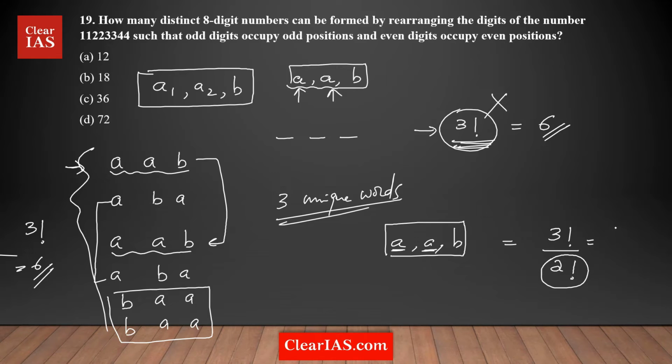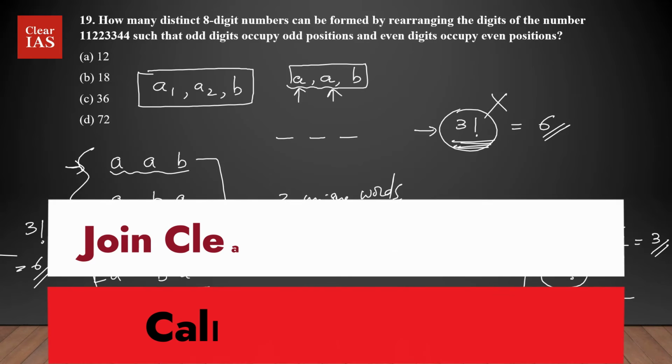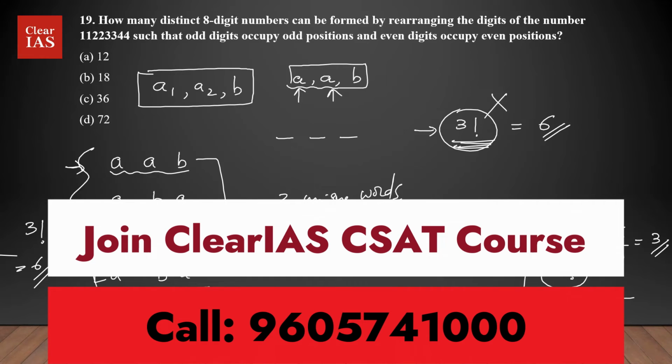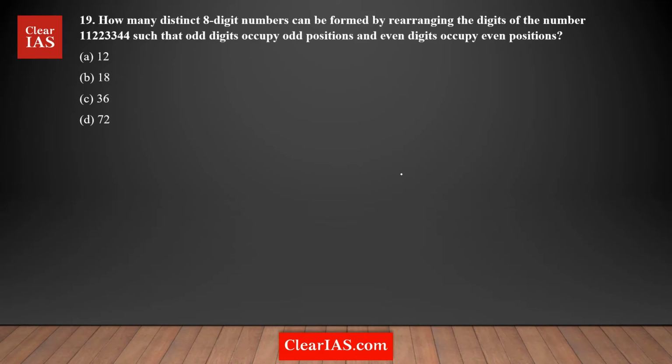So 3 factorial is 6. Divide by 2 factorial, which is 2. That gives you the answer 3. So that's what we got, right? There are three unique words. So this is the process that you need to follow whenever you have repetitions involved. I'm going to give another example to make the theory very clear for you.